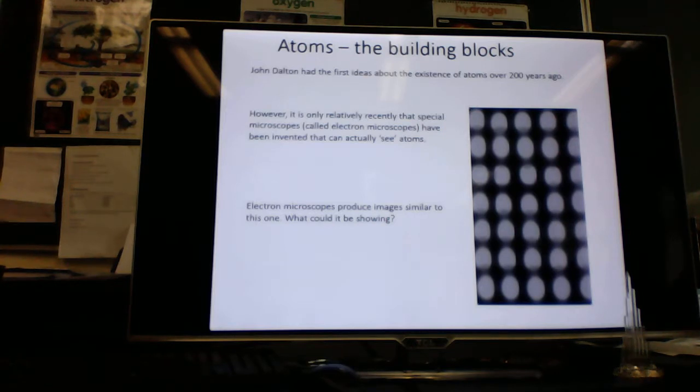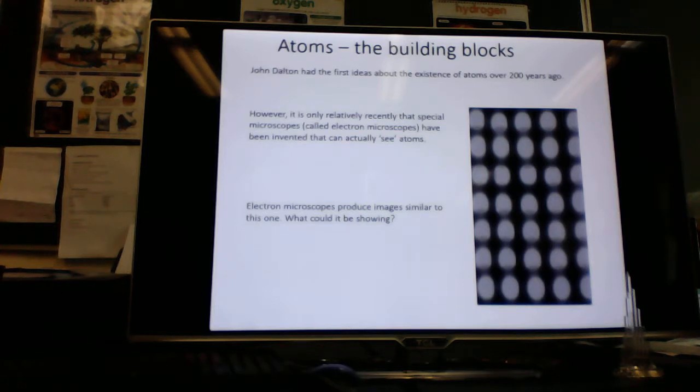So, if you look at something under an electron microscope, you might get an image that looks a bit like this. Now, does anyone know what that is? Solid. Any idea which one? Solid. It's a solid element, yeah. What else have we got? Yeah, it's a metal. Any guesses as to which one? Iron. Not iron. No. Copper.